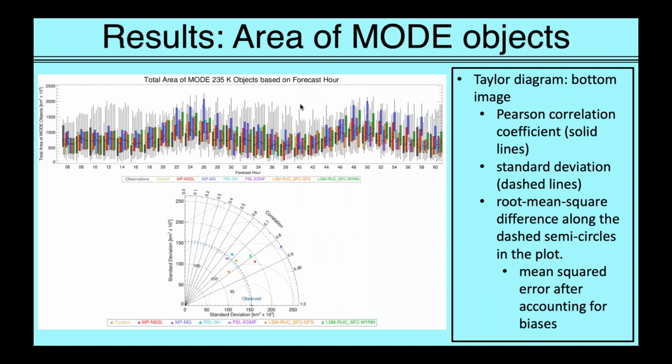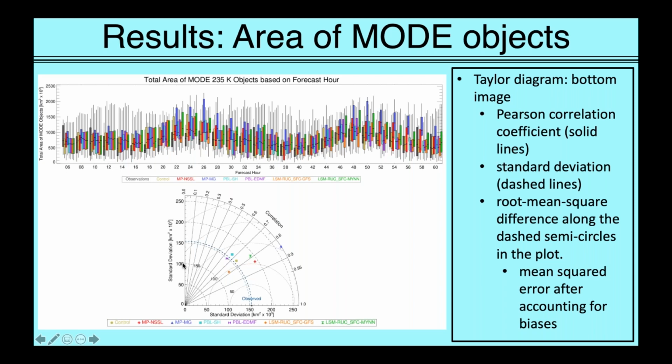Also looking at the area interest scores, we did the same thing as we did in the previous section, only we also decided to look at a Taylor diagram as well. And we calculated a Taylor diagram using the median of all of these forecast hours and configurations. So for those of you unfamiliar with the Taylor diagram, the solid lines are the correlation coefficient. These dashed lines are the standard deviation. And here we have our observations, or our observed standard deviation is about 150 kilometers squared. And then these semicircles are the root mean squared difference.